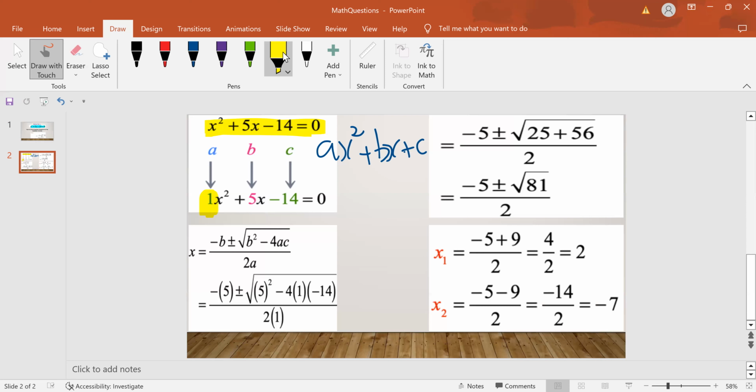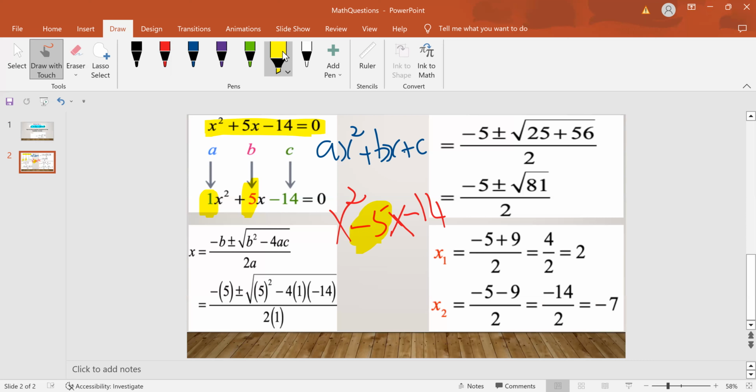Okay, let's continue. B is that number in front of x. And the b here is the positive 5. Let's clarify something. Suppose the equation was x squared minus 5x minus 14. In that case, b will be negative 5. Here, b will not be 5, but b will be negative 5. Just to let you understand that every time you are taking the value, you take it with its sign.